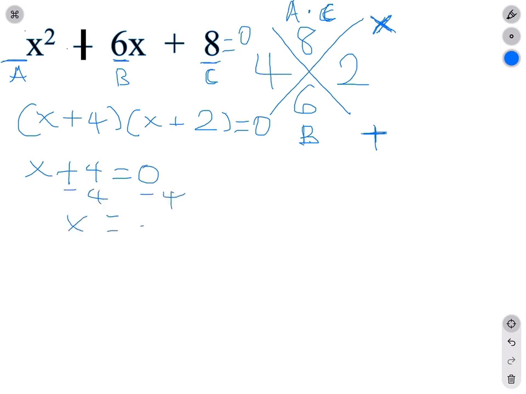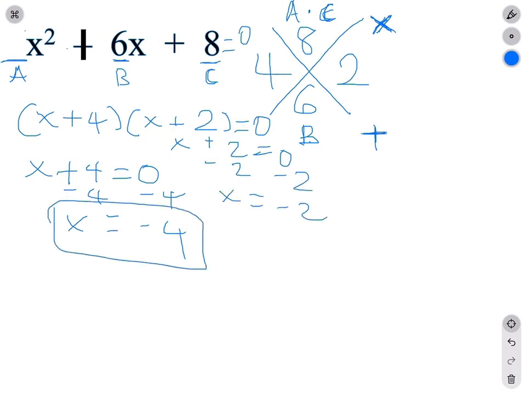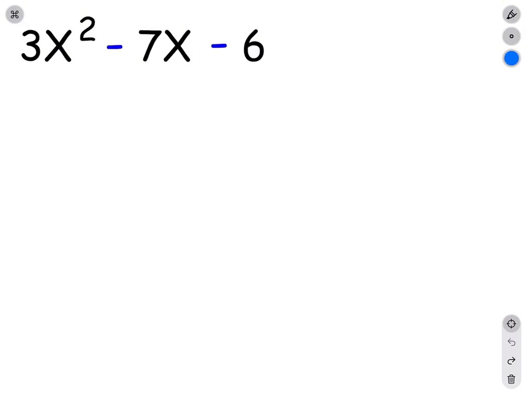So x plus 4 equals 0. That's going to be x equals negative 4. And when x plus 2 equals 0, you're going to solve that. That's going to be x equals negative 2. You can only factor quadratic equations when they're equal to 0. Okay? Once they're equal to 0, then you can factor. And those are our answers.